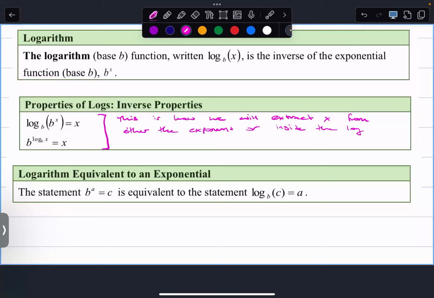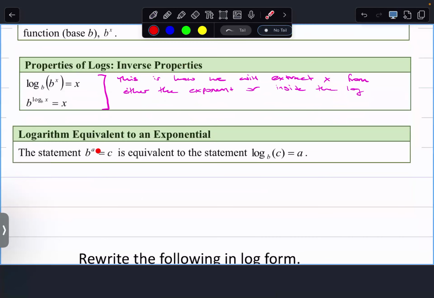Otherwise, you can't get at them, right? There's no way to get at the exponent without this law. And you can't get inside the log without this law. And so this one, I call it the moneymaker. And we're going to work with it a lot.